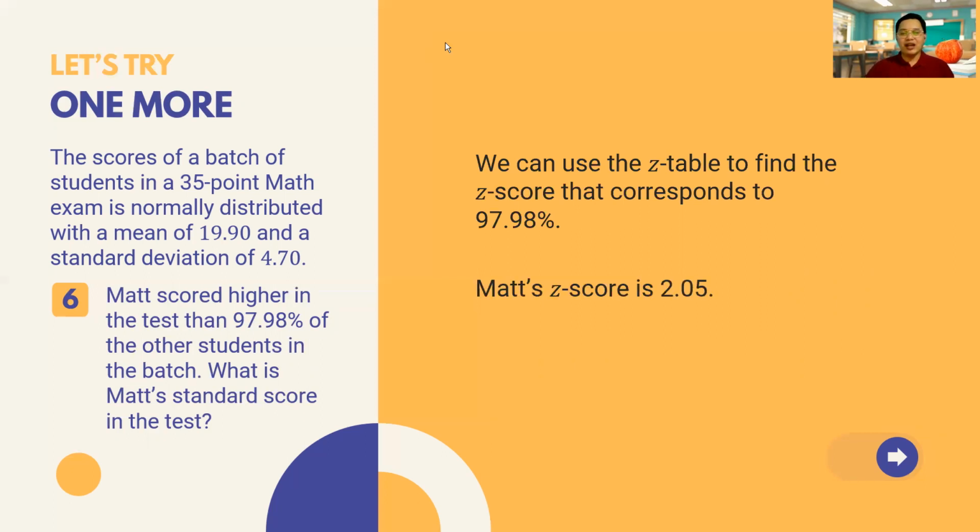And since the area to the left of wherever Matt's score is covers the percentage of the students who scored lower than he did, whatever value we get from the z table or whatever percentage is given is exactly what we're going to work with. So looking for the value 0.9798 on the z table, we should be able to find that this corresponds to a z-score of 2.05, which happens to be Matt's z-score.